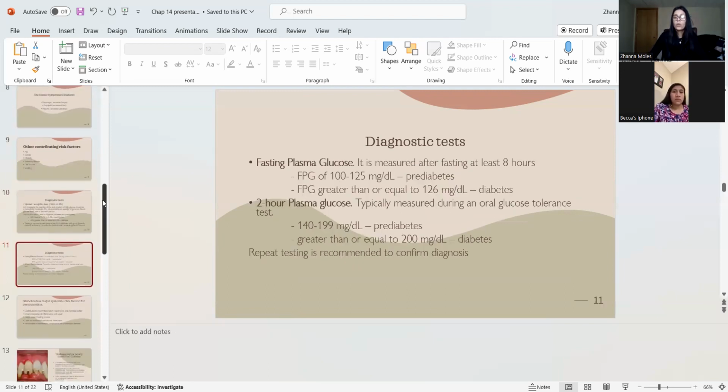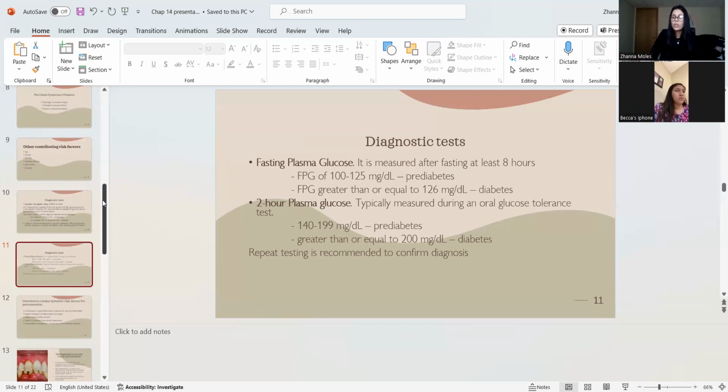So we also have a fasting plasma glucose test, and it's measured after fasting for at least 8 hours. A level of 100 to 125 milligrams per deciliter is considered prediabetes, and a level greater than or equal to 126 milligrams per deciliter is considered diabetes.